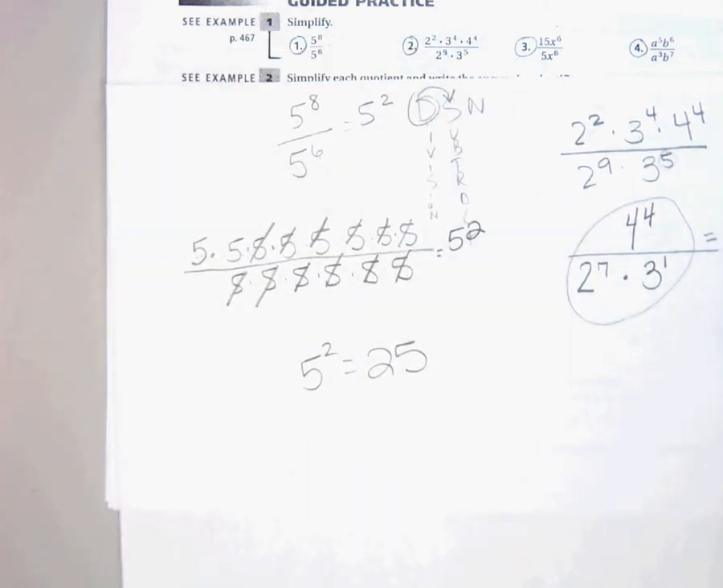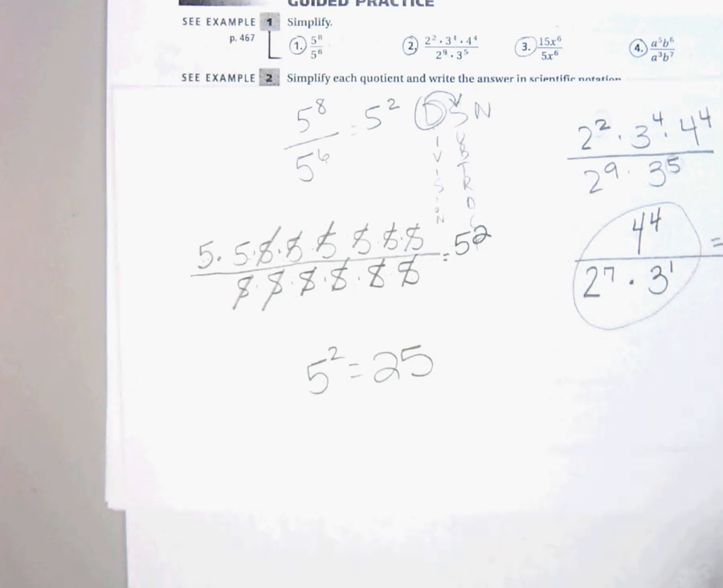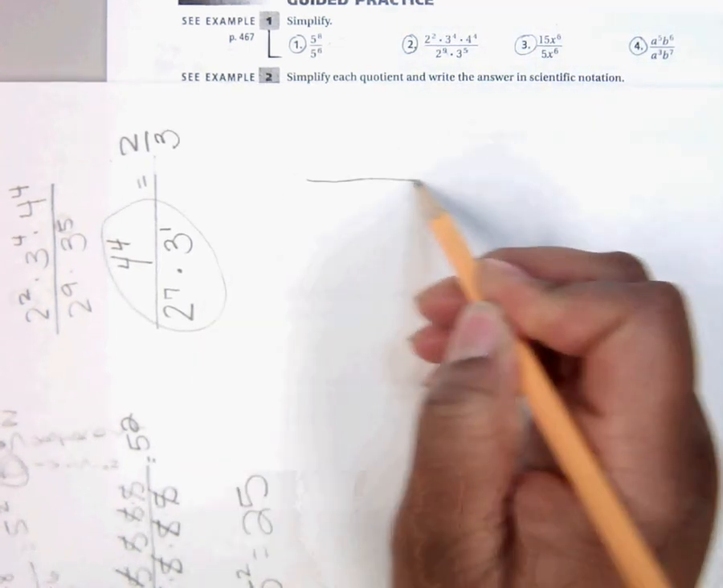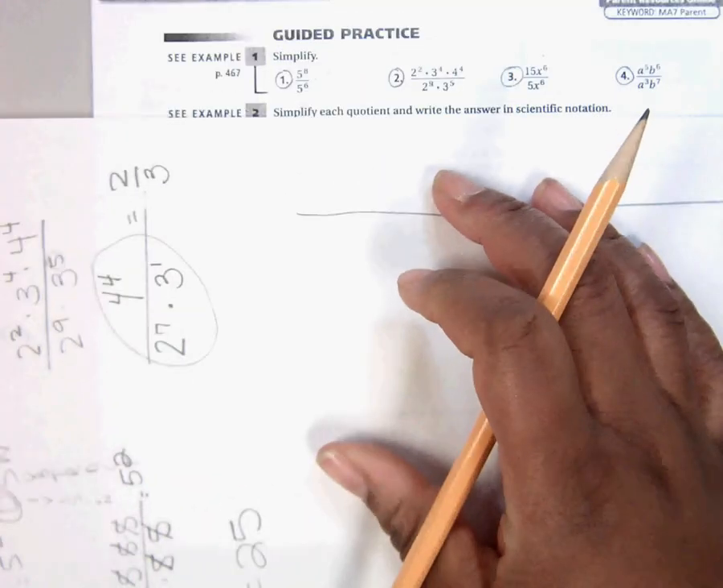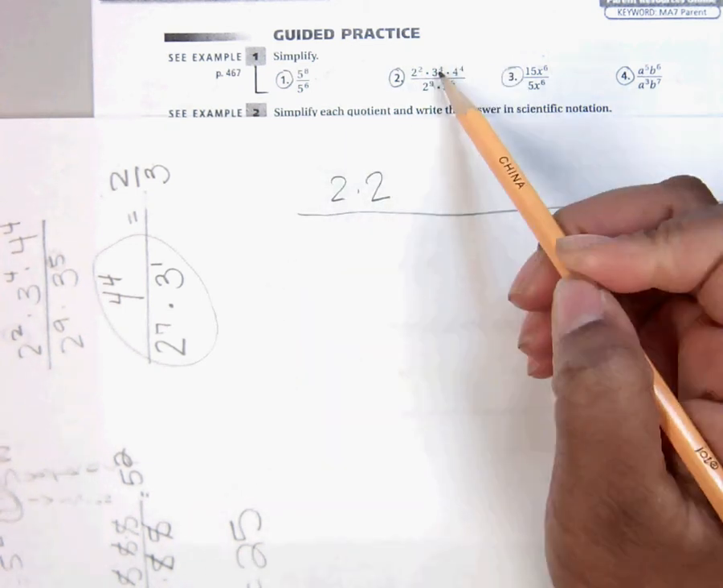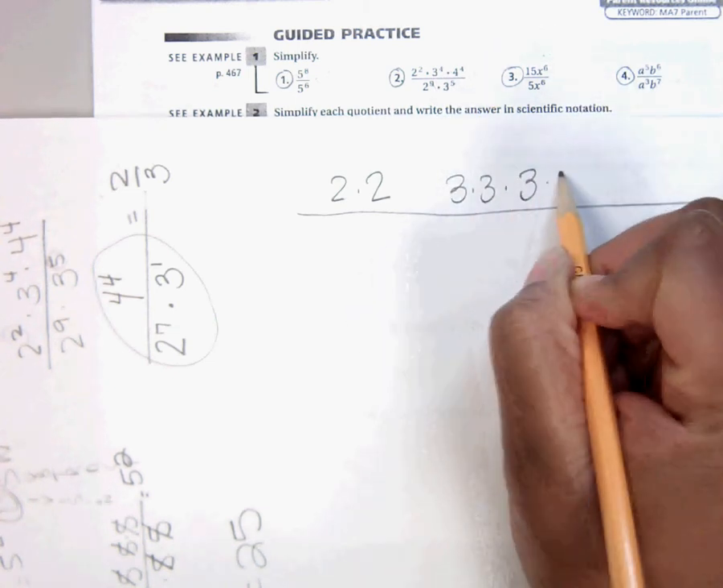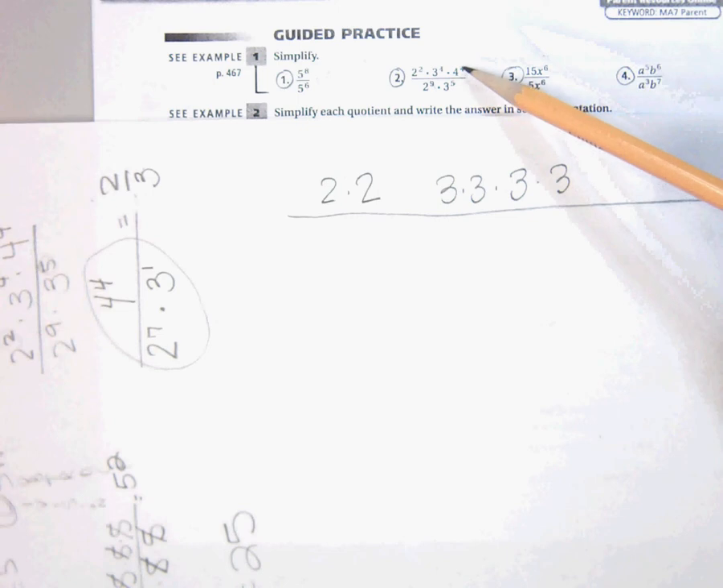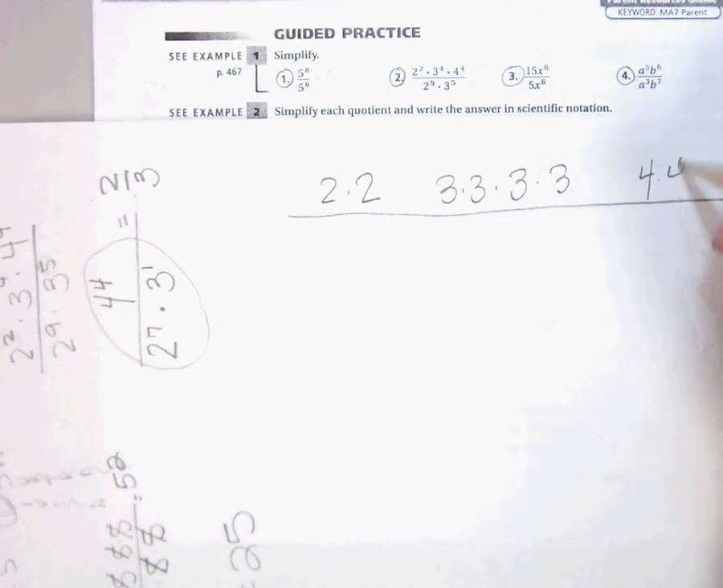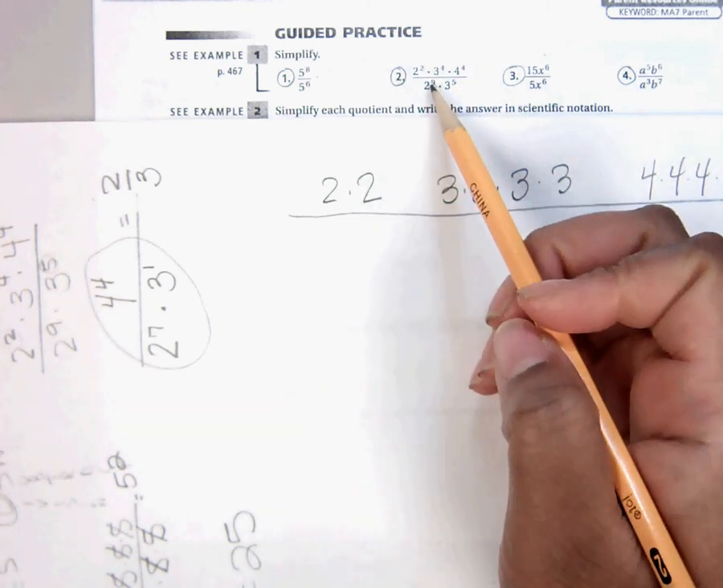Wow, Mr. DSN, that was really easy. Can you show us how to do that the long way? You know what? I sure can. It's going to be a lot of writing, so get ready, people. Okay, I have 2 2s, so that is 2 times 2. I have 4 3s, that is 3 times 3 times 3 times 3. I have 4 4s, that is 4 times 4 times 4 times 4. Whew. See why I take the shortcut?